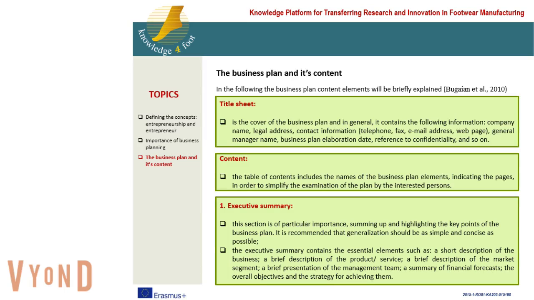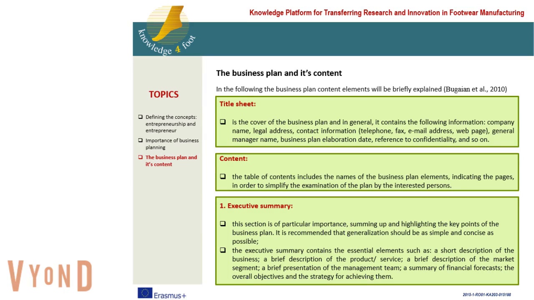Title sheet is the cover of the business plan, and in general, it contains the following information: company name, legal address, contact information, telephone, fax, email address, web page, general manager name, business plan elaboration date. Content: the table of contents includes the names of the business plan elements, indicating the pages, in order to simplify the examination of the plan by the interested persons.